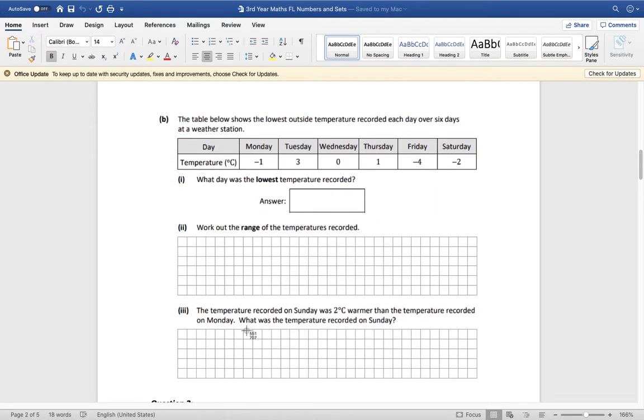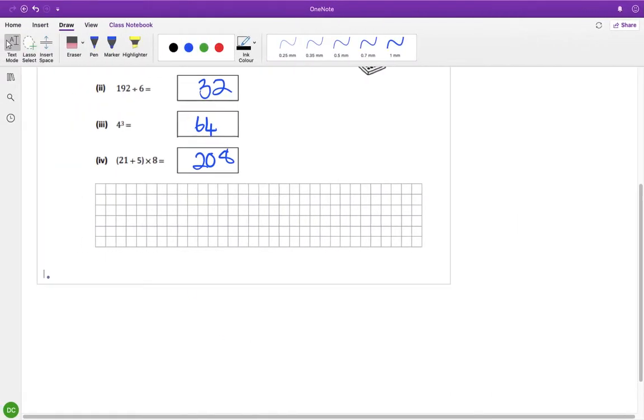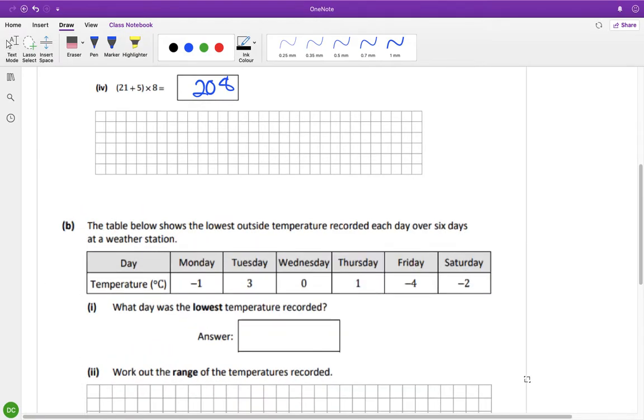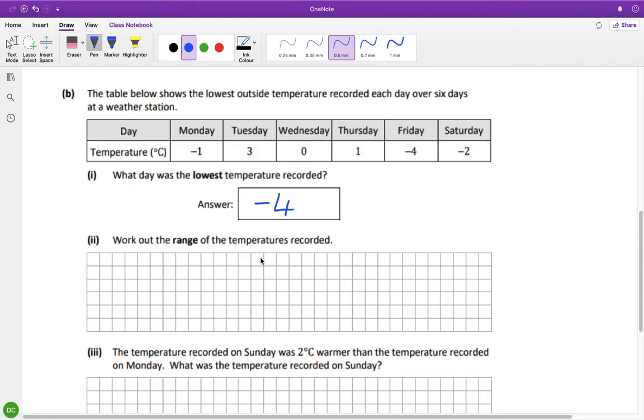Next then, okay, so the table below shows the outside temperature recorded each day over 6 days at a weather station. What is the lowest temperature? So the lowest temperature is here, -4. Work out the range of temperatures. So the range means the highest to the lowest. Okay, so it goes from -4 and the highest it goes up to is 3.